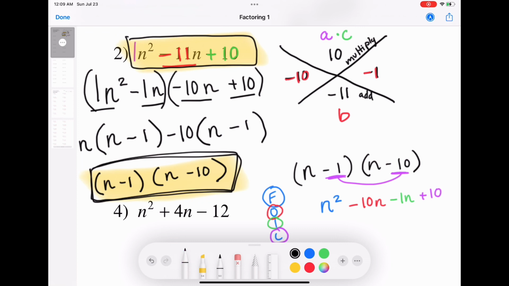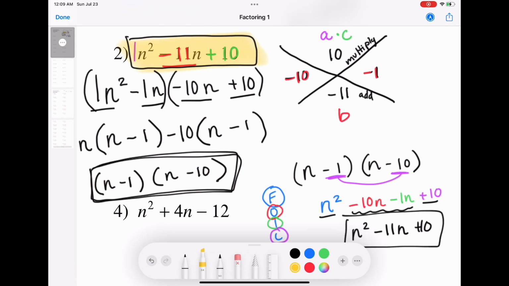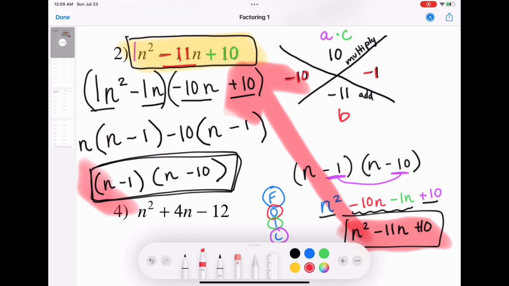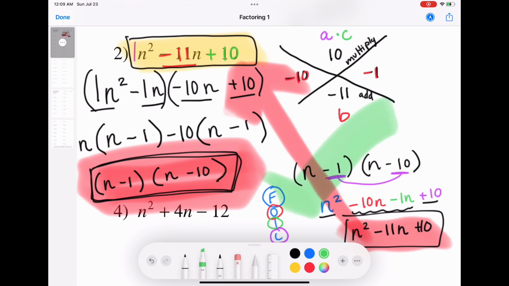And I look for terms that I can combine. I can't combine anything with the n squared. I can combine these two. So I can move the n squared down. I can combine a negative 10 and a negative 1 and make negative 11n. And this nothing can combine with, so it's plus 10. Now, does this match the original equation? Yes, it does. It's exactly the same. So we checked our work after we FOILed, after we factored, and it worked. So job well done. Those are what you need to remember when you're factoring.